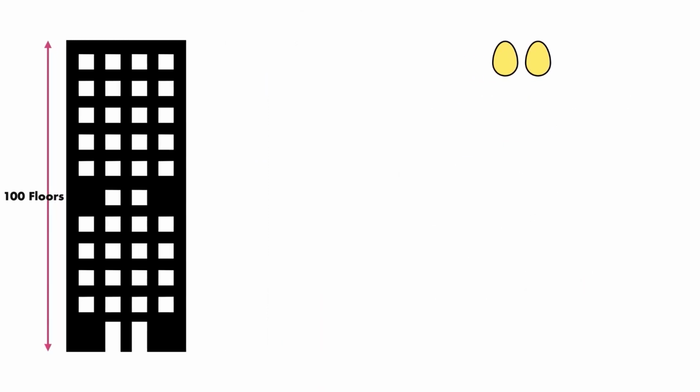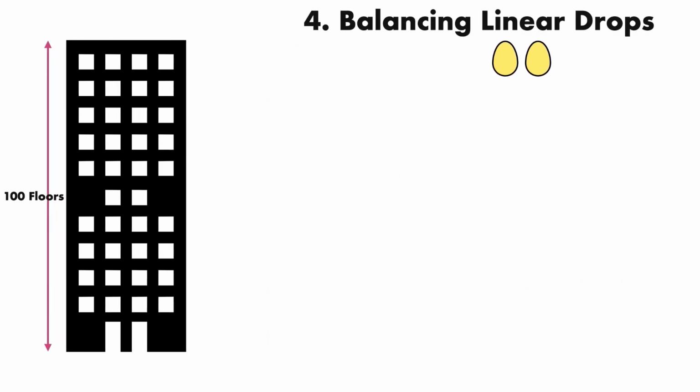So now let's get into the best solution. The next approach can reduce our worst case scenarios by balancing the linear drops and our 10 floor drop increment. If getting to the higher floors means more drops overall, we need to decrease the drops, we need to perform linearly.